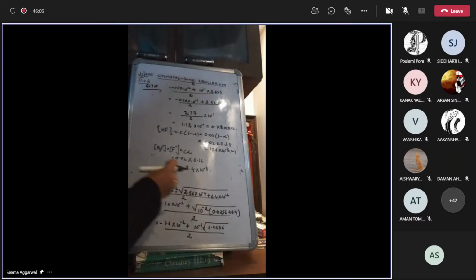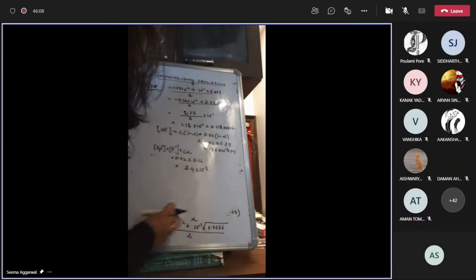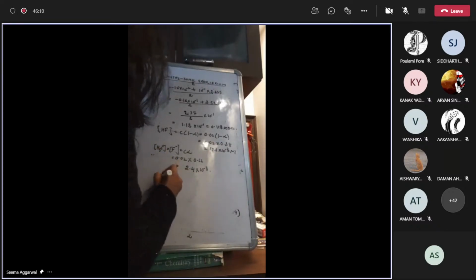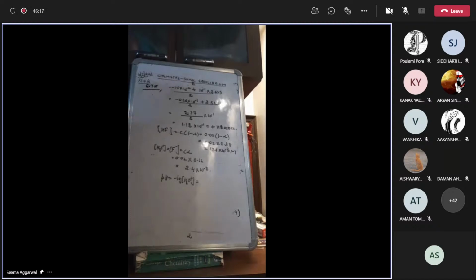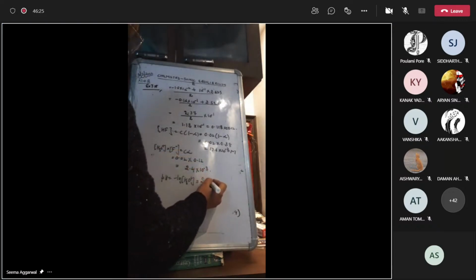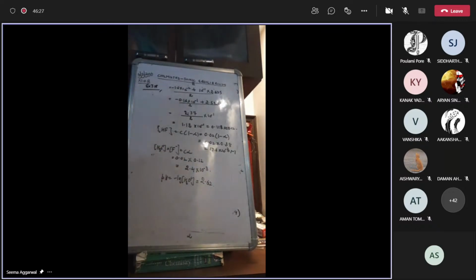Okay, now what is the pH? pH we can calculate by using pH is equal to minus log H3O plus, or minus log H plus. So I can calculate the pH also. So pH is coming out to be 2.62. So this was how to solve a quadratic equation, I have told you. Now this is the actual method for doing the calculations.